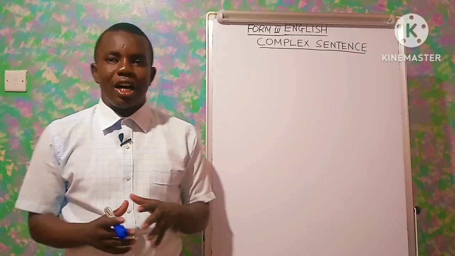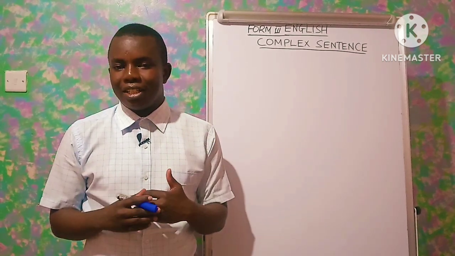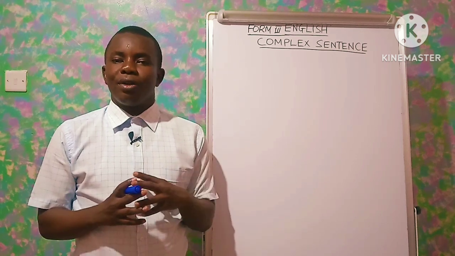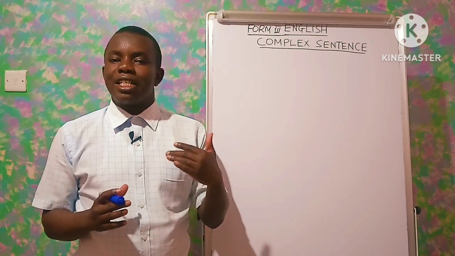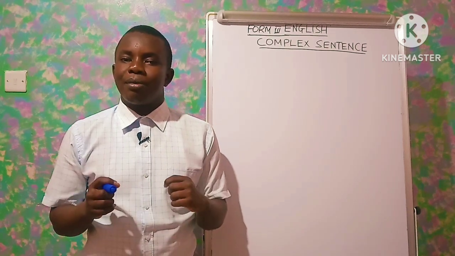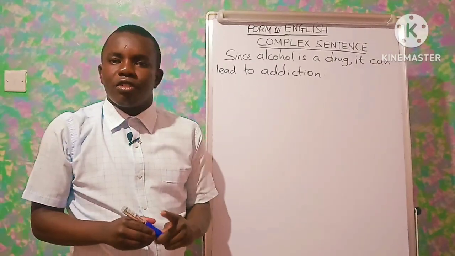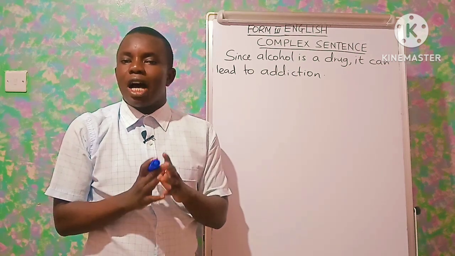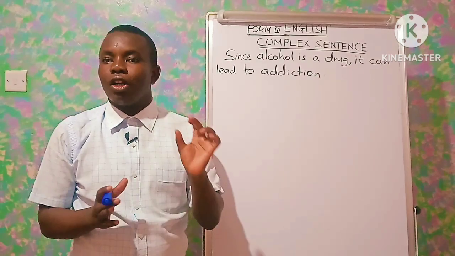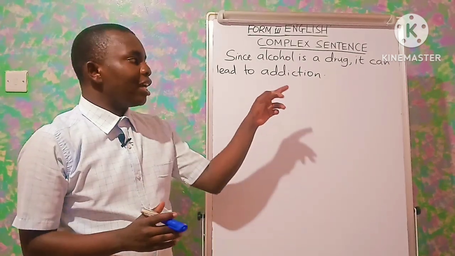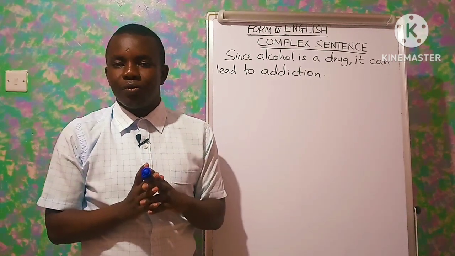In this video, I will take you through a complex sentence. I will give an example of a complex sentence here on the board, and we will look at the various elements that make up a complex sentence. The sentence here on the board has two parts. The first part, since alcohol is a drug, and then the second part, it can lead to addiction.